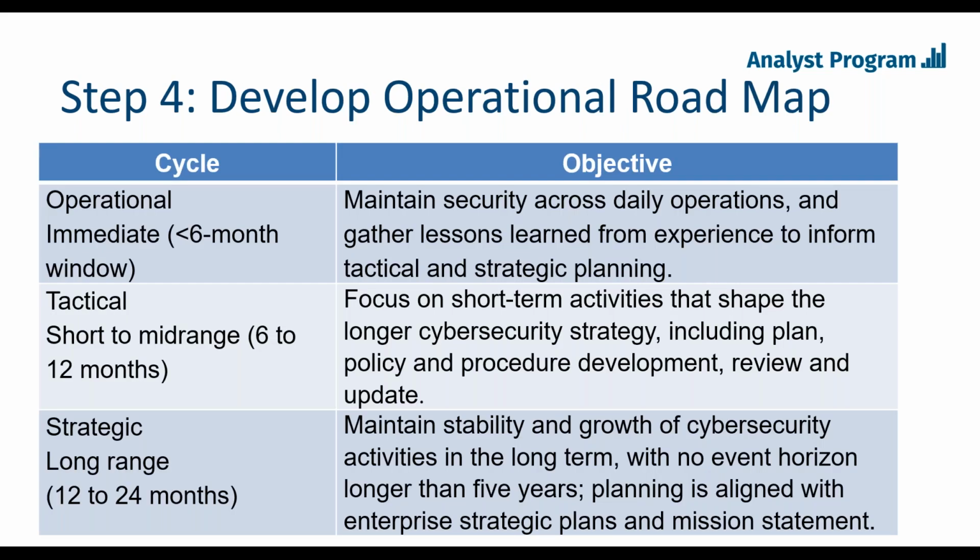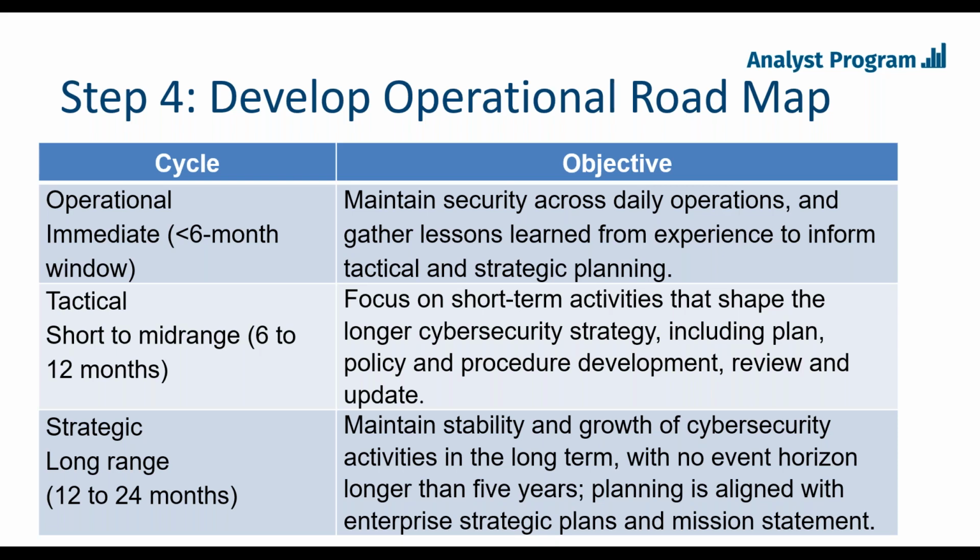From the gaps and those implementation requirements that you had in step 3, now you can start to look at your operational roadmap. Remember when I talked about those priorities? You have your 6-month window, which is immediate, it's operational. You have a more tactical, short to mid-range, 6 to 12 months. And then the strategic, 12 to 24 months, is the long range.